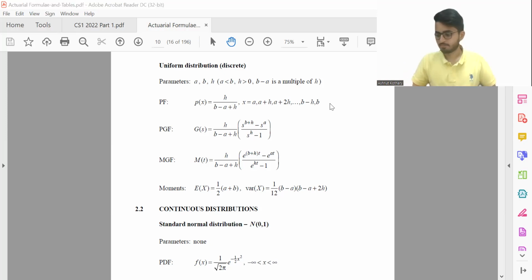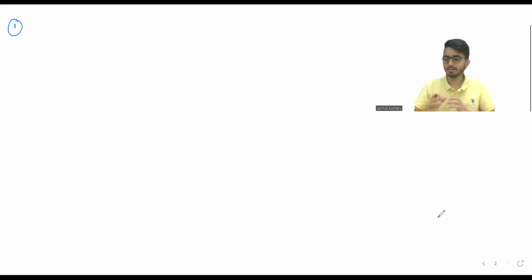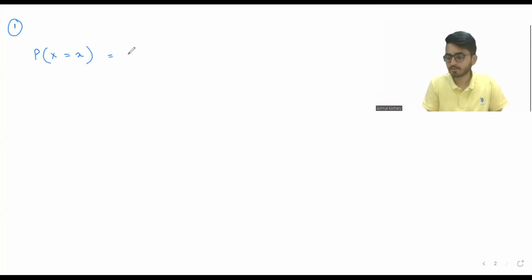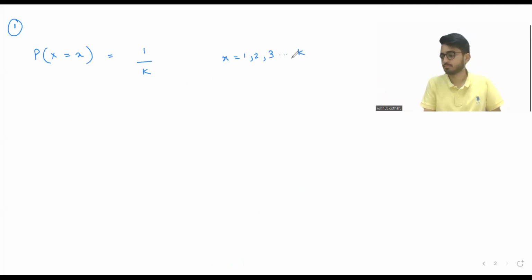So there are various examples. The generic form we have already done. Let me take a specific example where the probability X equal to x is equal to 1 by K, where X can take the values 1, 2, 3, till K. Try to see the random variable can take the values 1, 2, 3, and so on till K. So the probability will be nothing but 1 by K.